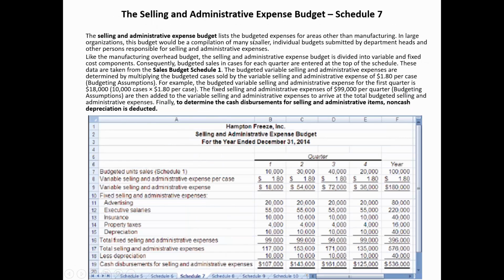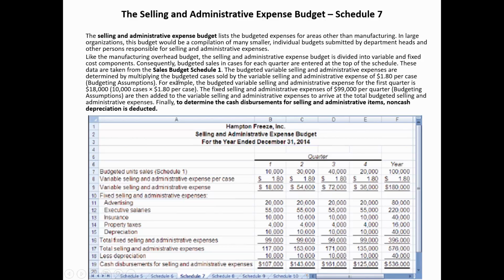Next, let's look at the selling and administrative expense budget. This lists the budgeted expenses for areas other than manufacturing. In large organizations, this budget will be a compilation of many smaller individual budgets submitted by department heads and other persons responsible for selling and administrative expenses. Like the overhead budget, selling and admin will be divided into variable and fixed cost components.